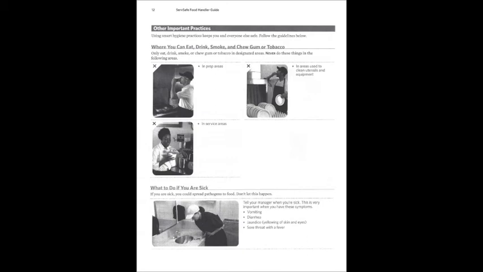What to do if you are sick. If you are sick, you could spread pathogens to food. Don't let this happen. Tell your manager when you're sick. This is very important when you have these symptoms: vomiting, diarrhea, jaundice, or a sore throat with a fever.